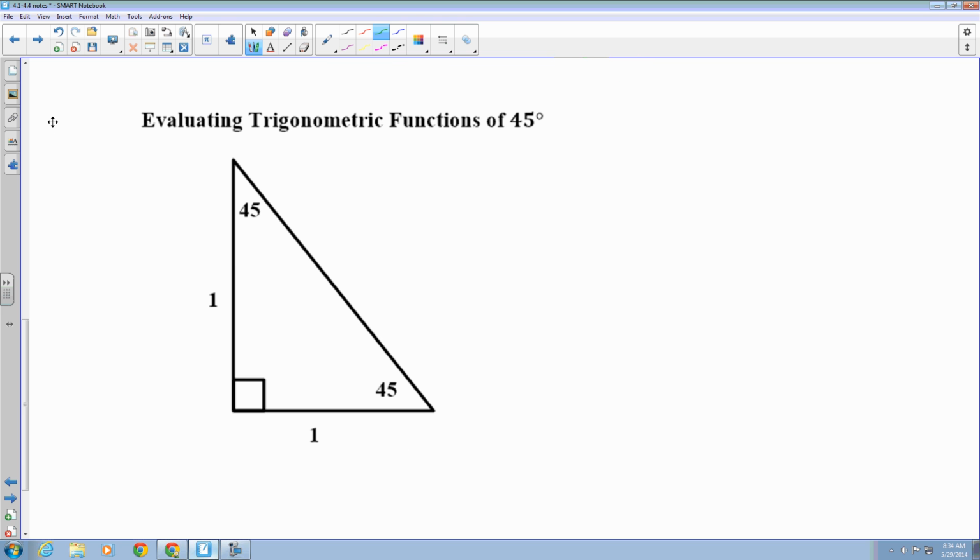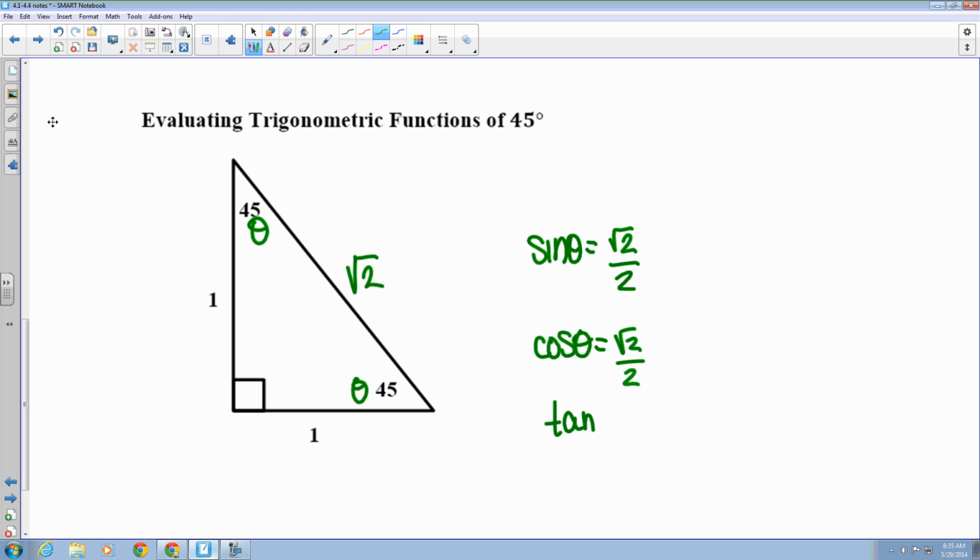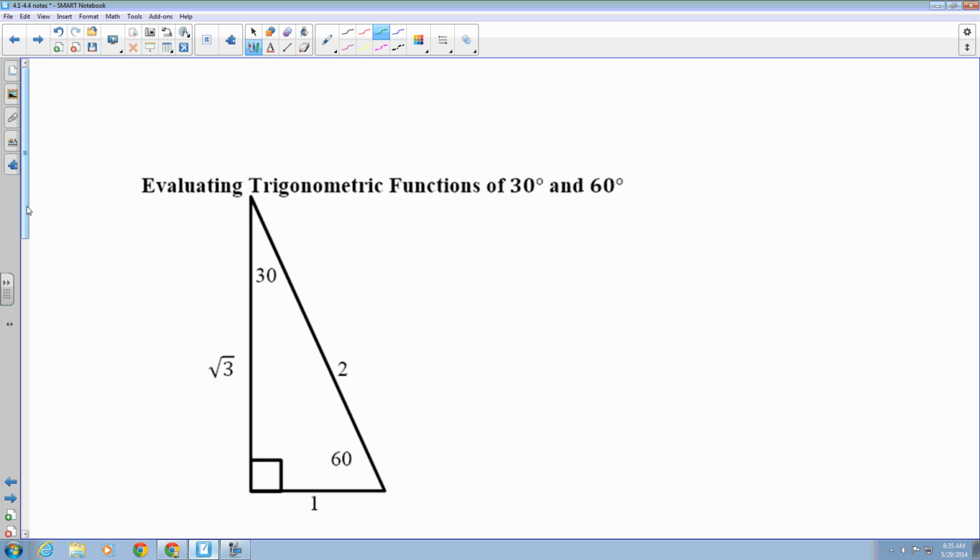The trig functions of a 45-degree angle. This third side is the square root of 2, which you could figure out with Pythagorean theorem. These you don't have to memorize, but they're just helpful. Sine of any angle theta is the square root of 2 over 2. So theta could be here or here in this case. Since it's isosceles, it doesn't matter which angle you're picking. You're obviously not picking the right angle, but the other 2 are the same. Cosine is also square root of 2 over 2, and tangent would be 1. Just the big three are important here if we're just summarizing this quickly.